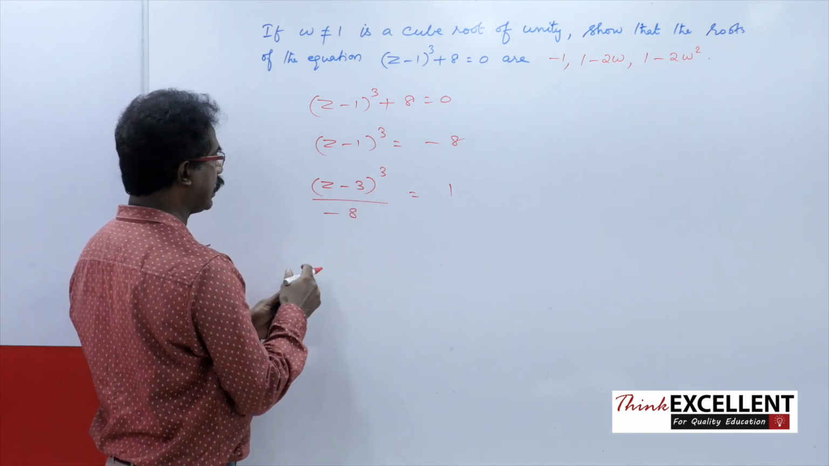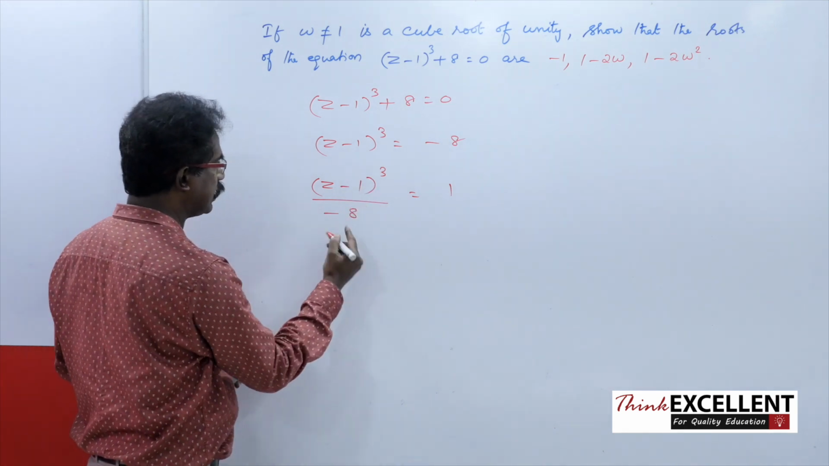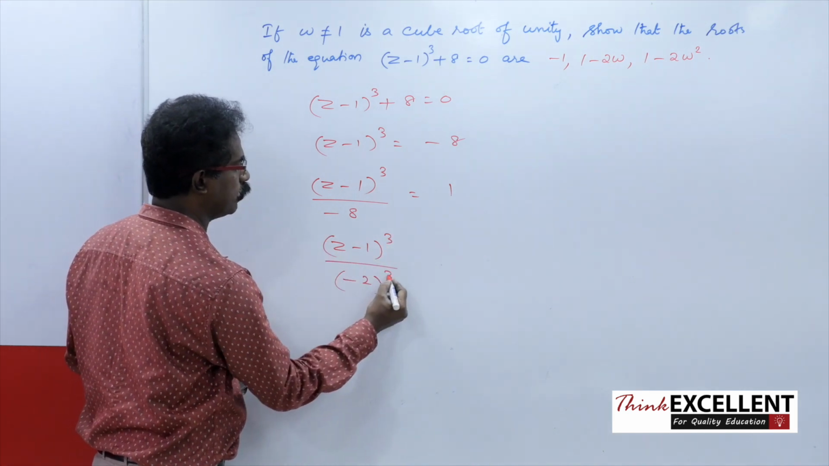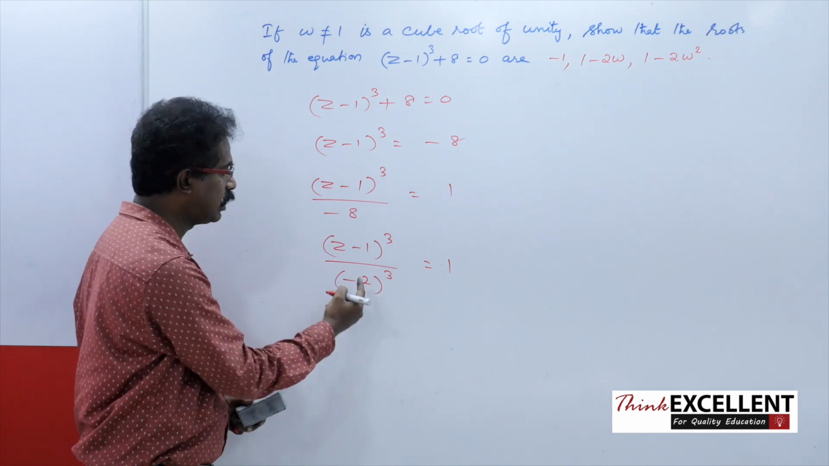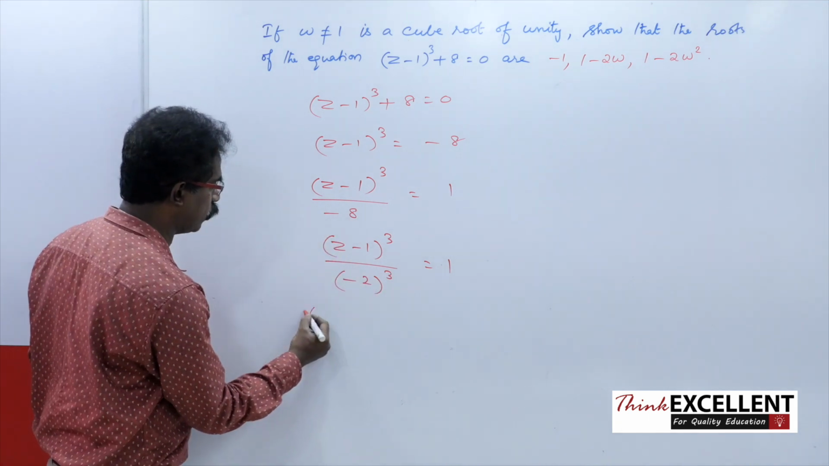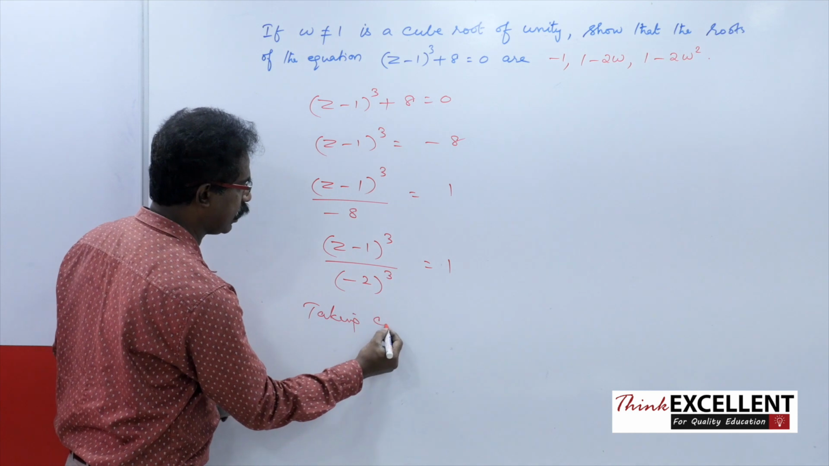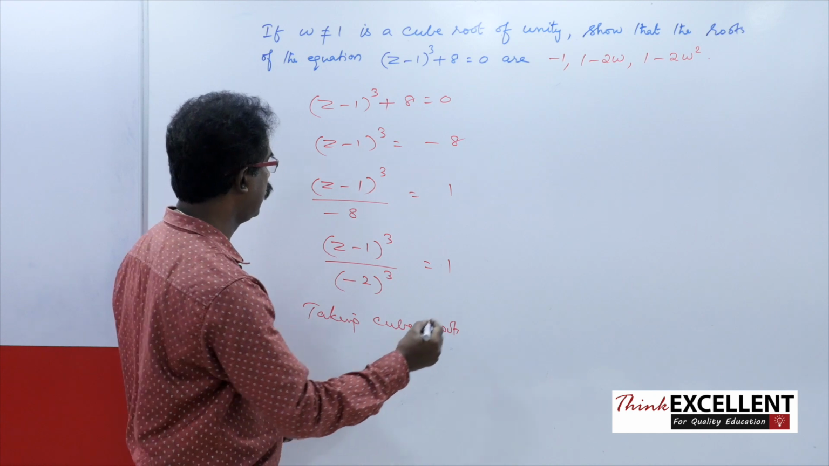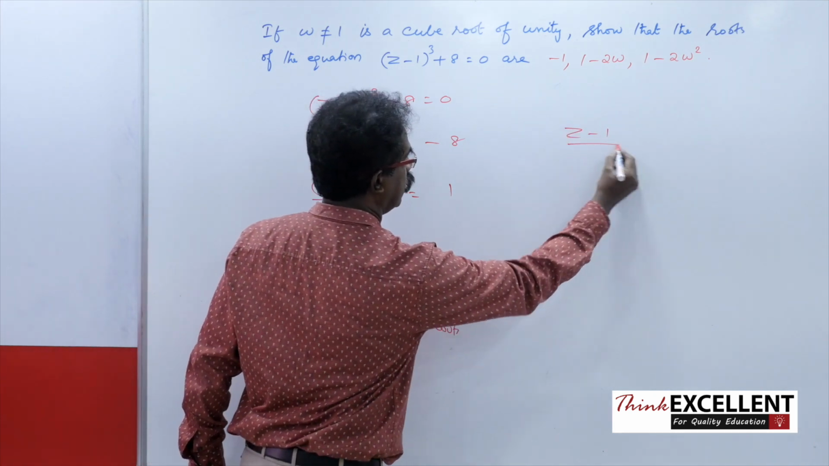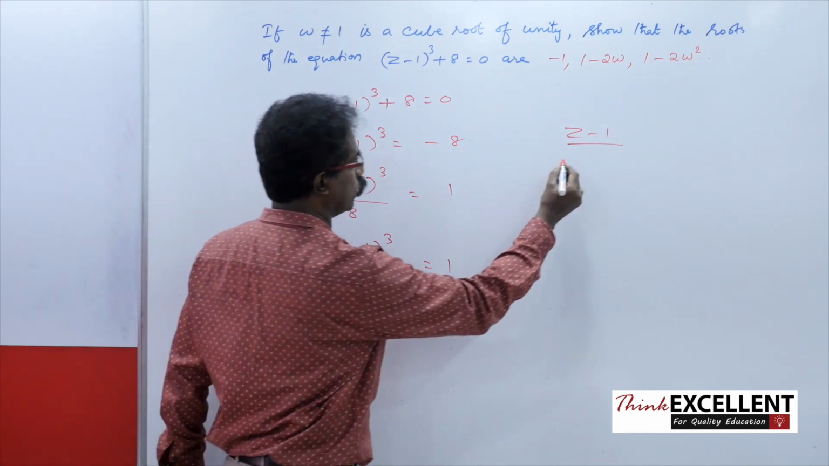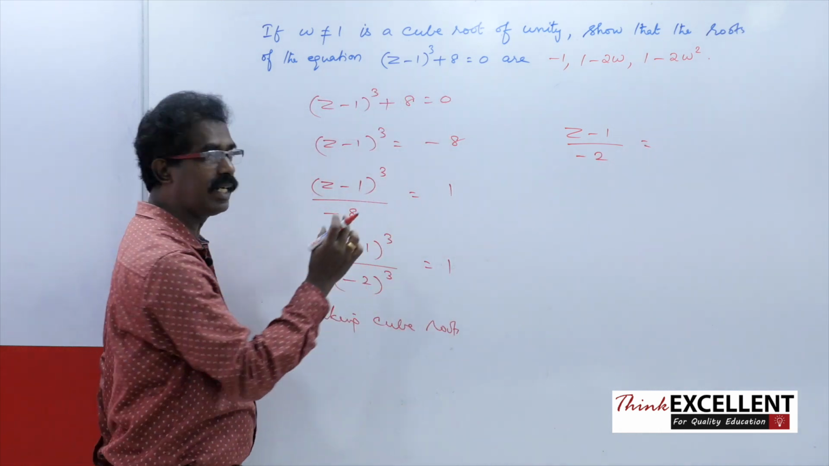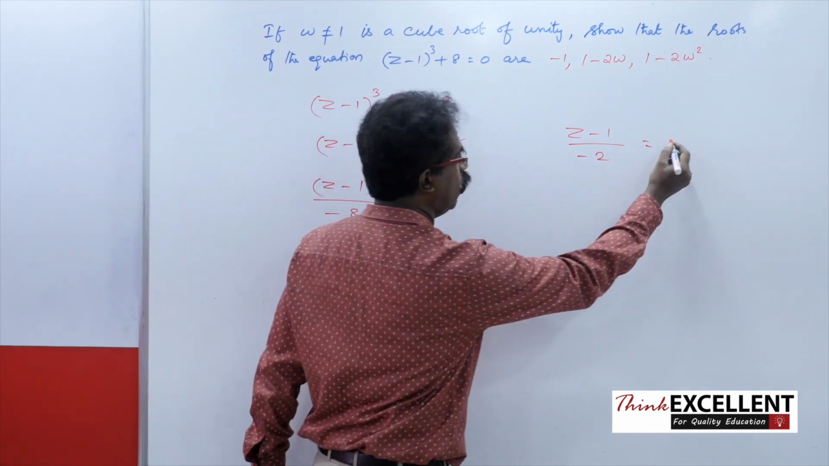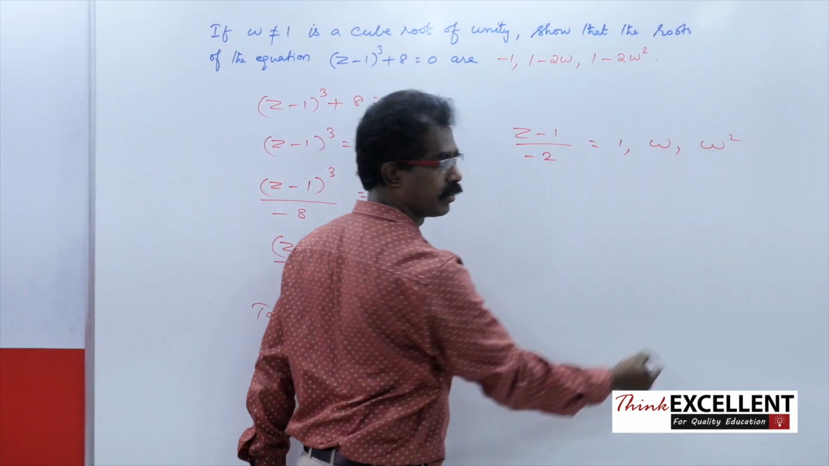This minus 8 can be written as minus 2 the whole cube, since minus 2 cube is minus 8. Now taking cube roots, the 3 cancels. So you are getting (Z minus 1) by minus 2 equal to, on the right side you take the cube root. You know it is unity, the cube roots of unity: 1, omega, omega square.